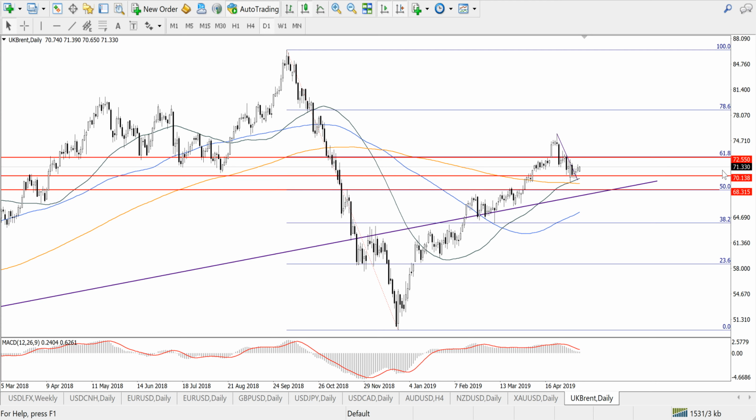However, resistance at 72.55 is still limiting the upside and will likely continue doing so for the upcoming trading days.